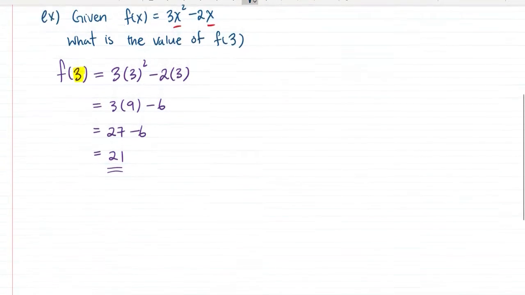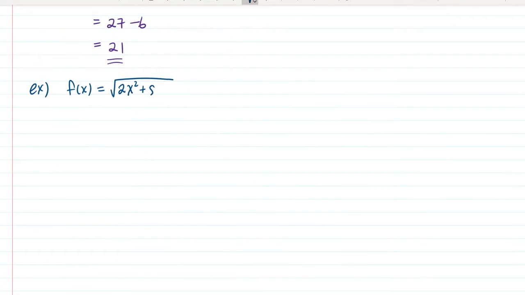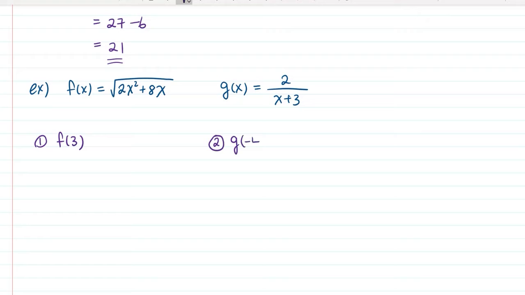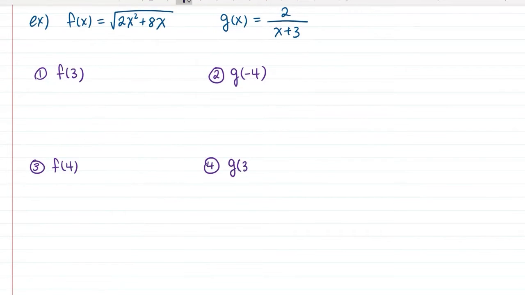Okay, let's try another example. We've got f of x is equal to square root of 2x squared plus 8x. And also we have another function. I'm going to call that g of x, and that is defined as 2 over x plus 3. The question is to find f of 3, g of negative 4, f of 4, and g of 3 plus g of 4. So let's find all these values.